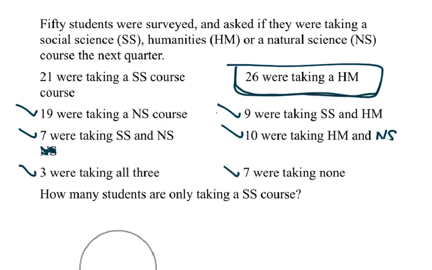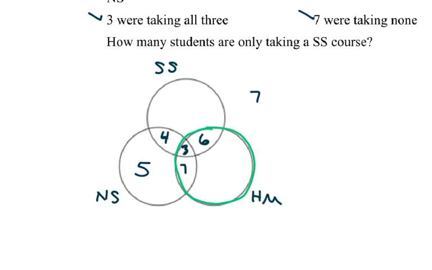Next, we have 26 that are taking humanities. I've placed a green ring around the number of people taking humanities. If there's a total of 26 taking humanities, and we already have 7 plus 3 plus 6, that's 16, then there are 10 people left over in this section of humanities, for a total in that green ring of 26 people.